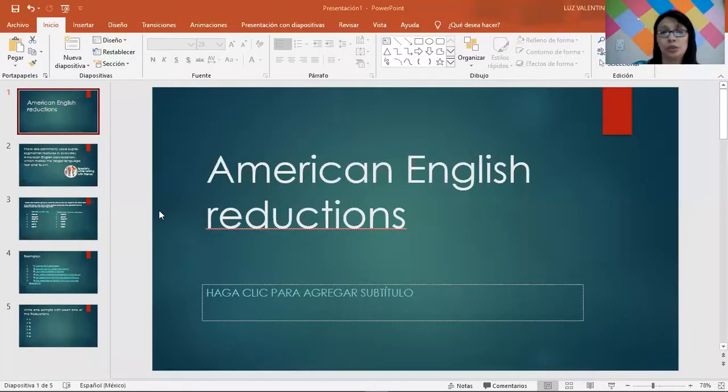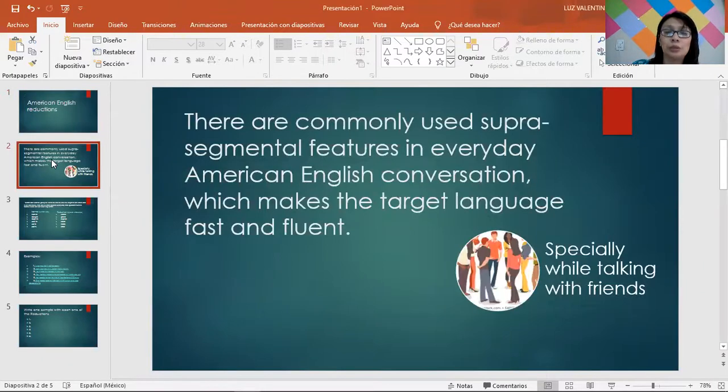Let's start with the topic. The name of the topic is reductions, specifically American English reductions. So when do we use reductions? This is the explanation of what reductions means. It says they are commonly used suprasegmental features in everyday American conversation, which makes the target language fast and fluid. So the idea of using reductions is just to make your conversation faster and more fluent.